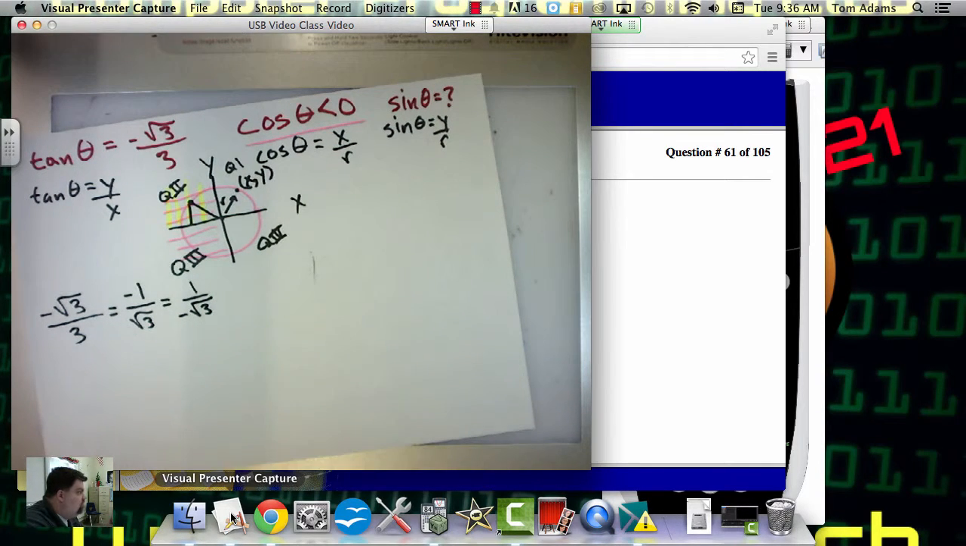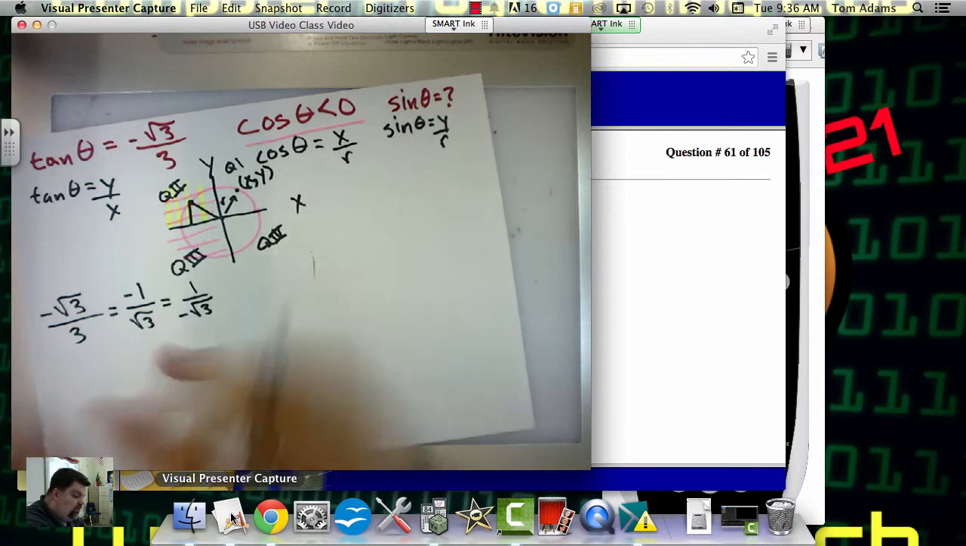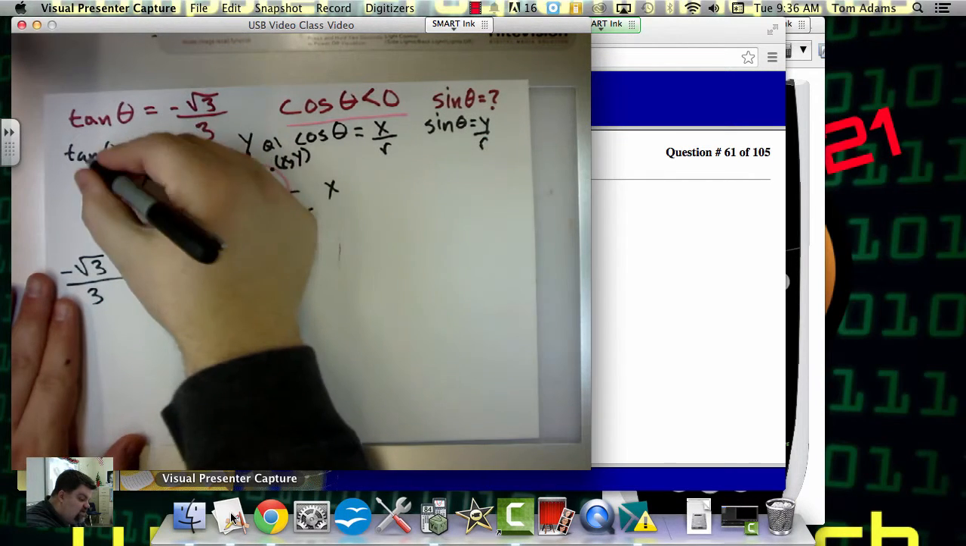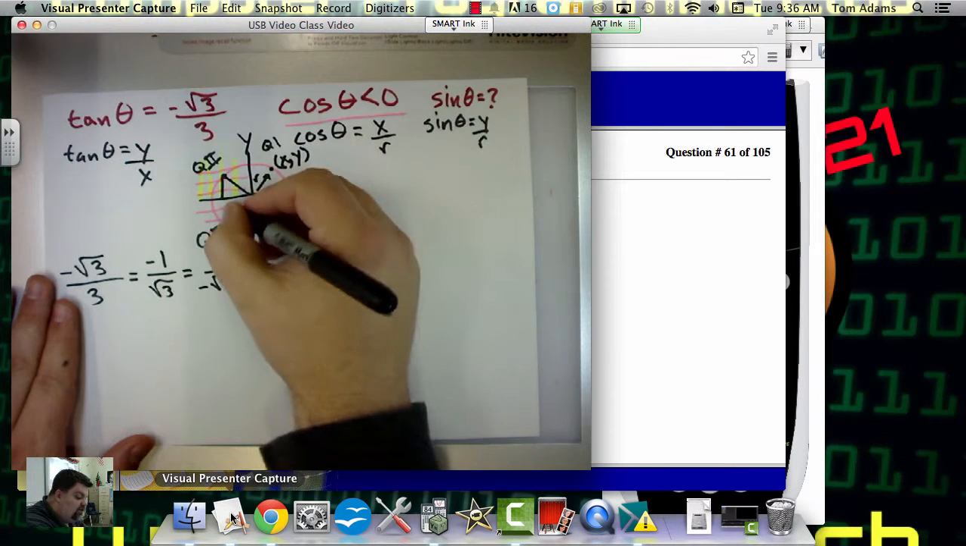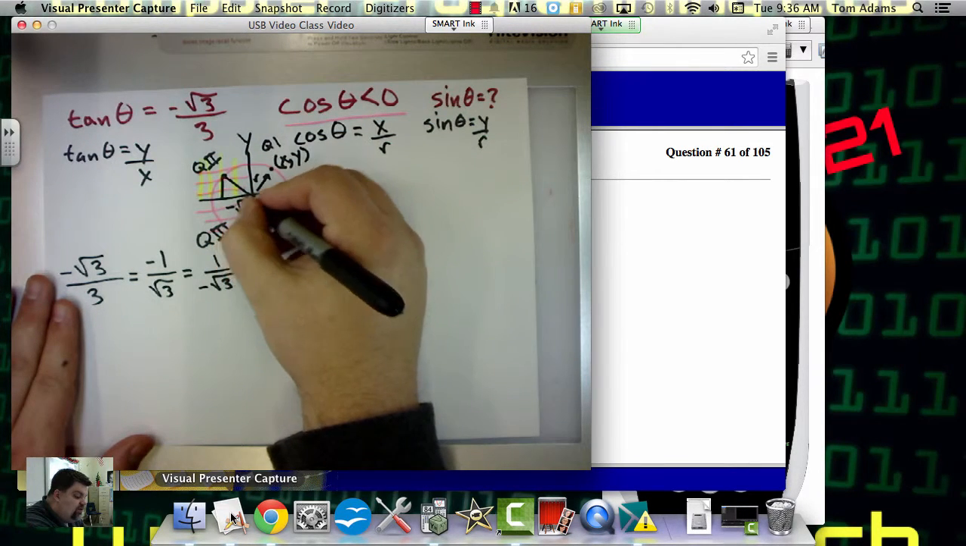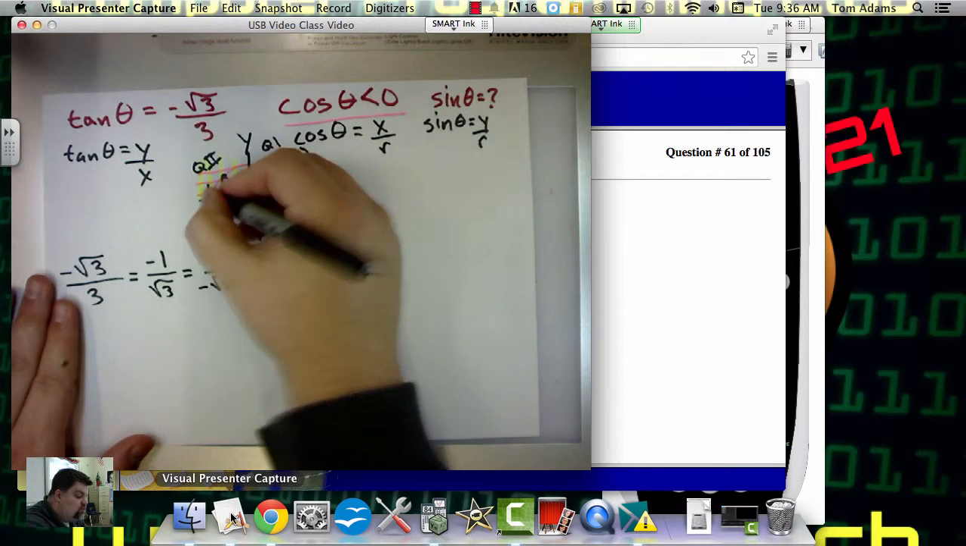However, there's two ways to look at it. Now, why did Mr. Adams change his tune there? Well, because my x value, remember tangent of theta is y over x, my x value is what has to be negative. In other words, this is negative square root of 3, and this is 1.